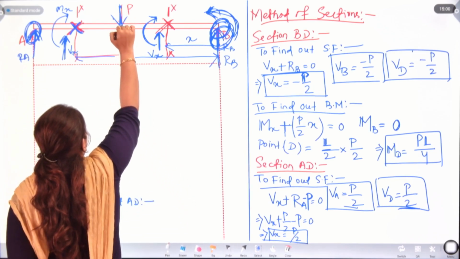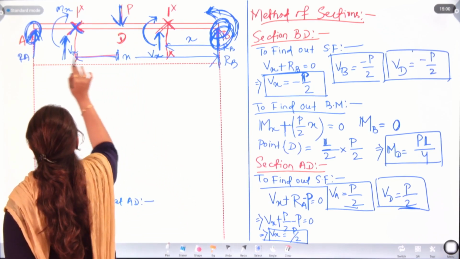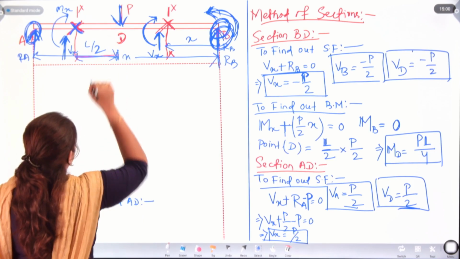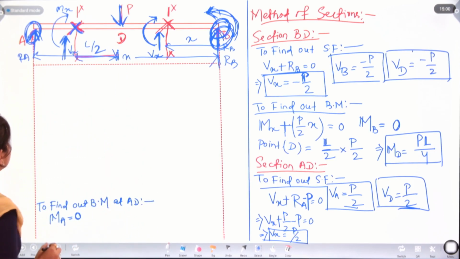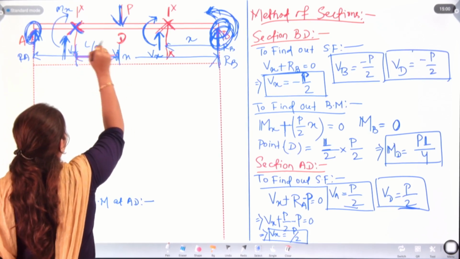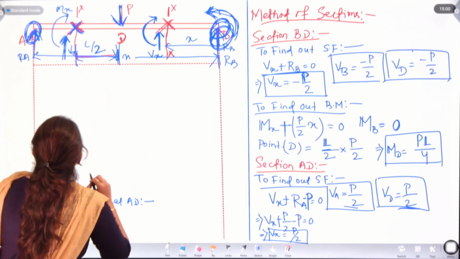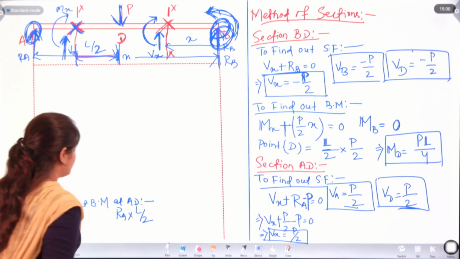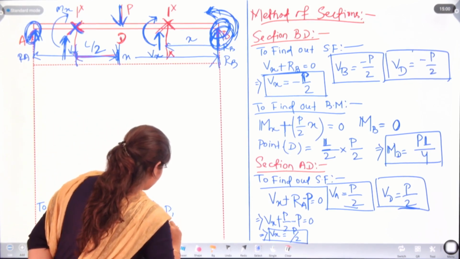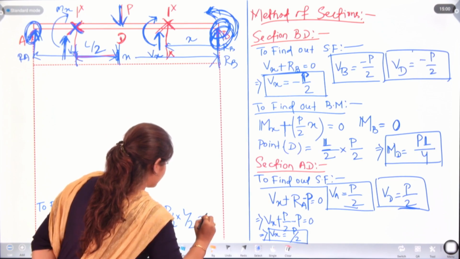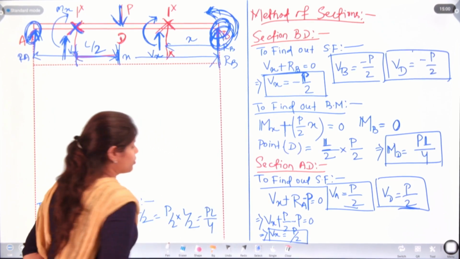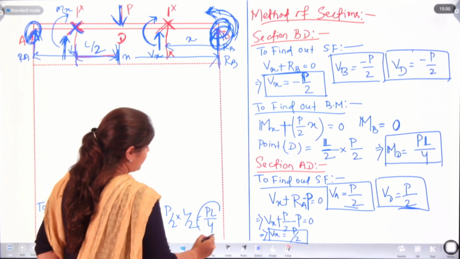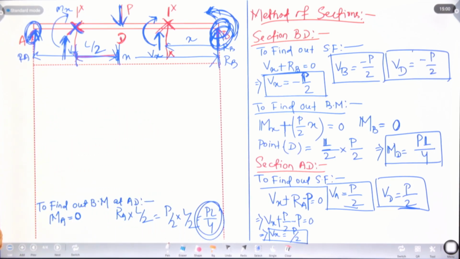But from point D, this to this is nothing but L by 2, and the load is Ra into L by 2, that will be P by 2 into L by 2, that is PL by 4. So moment at D will always be PL by 4 and that will be positive.